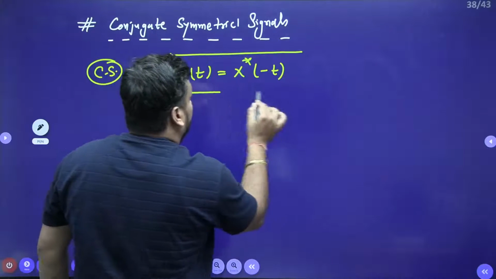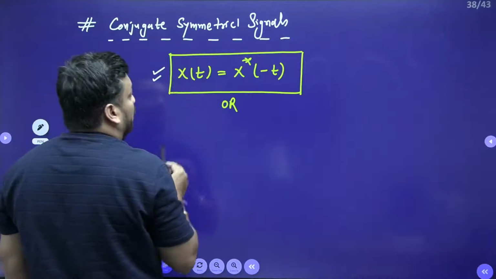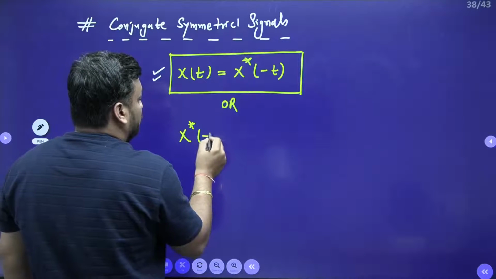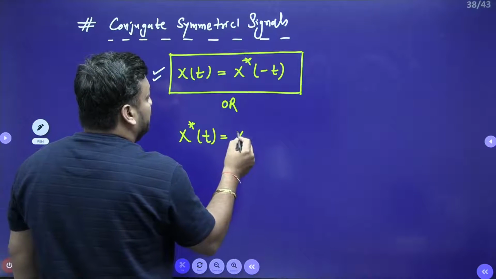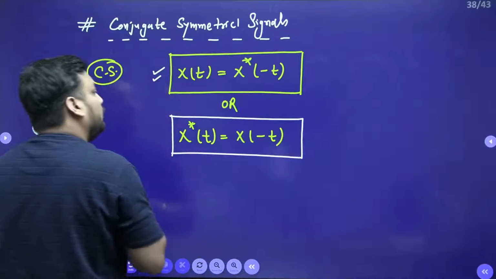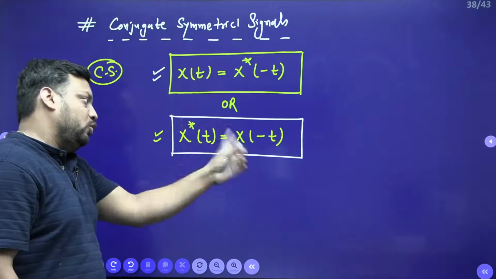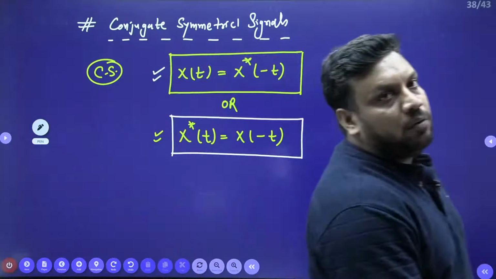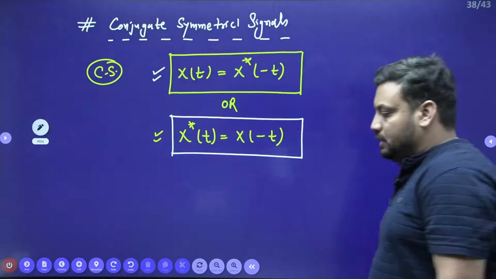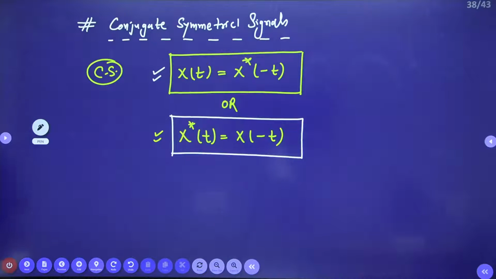A signal is said to be conjugate symmetric if it satisfies either this or this: x conjugate of t is equal to x of minus t. This is also true. Both the equations are the same. If an equation satisfies this, then this is automatically satisfied. This is known as the conjugate symmetric condition. If a signal satisfies the conjugate symmetric condition, then what will it be?